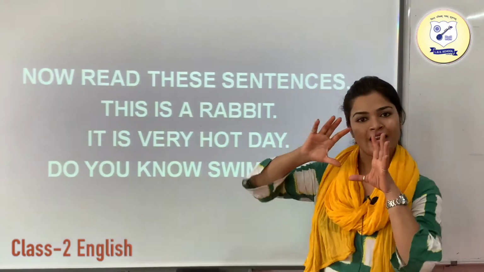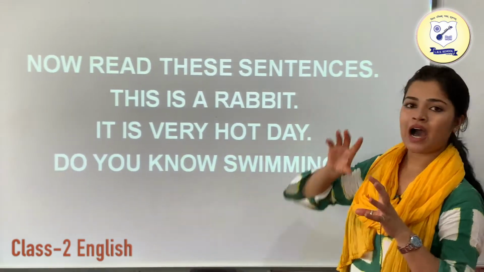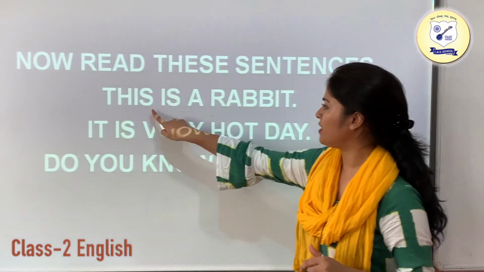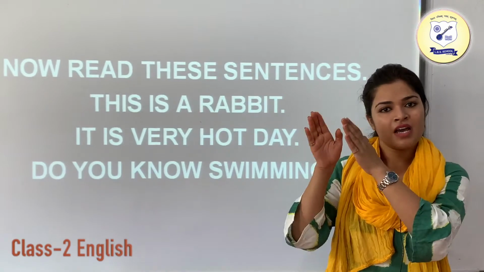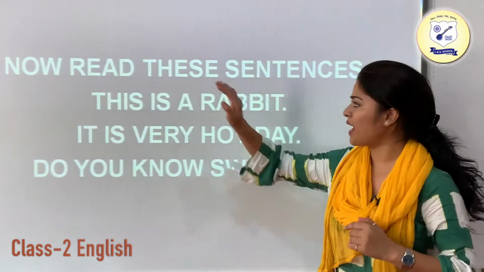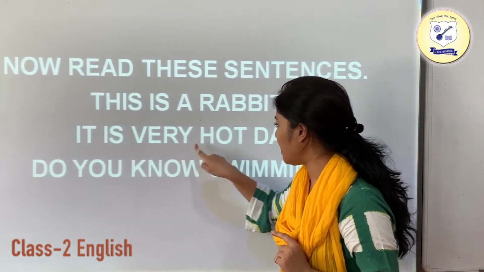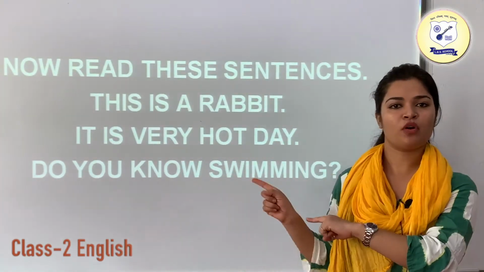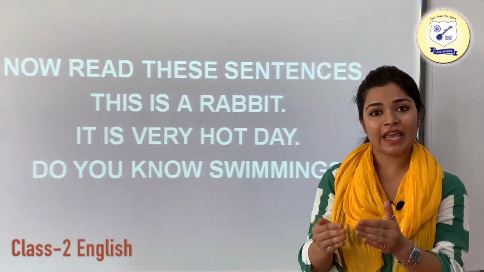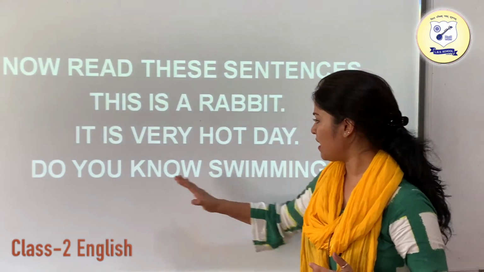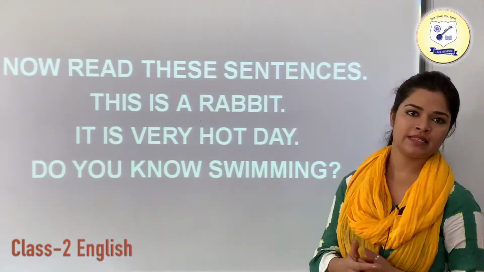Now we have arranged those groups of words in a proper way. So these sentences are now going to make some sense to you. This is a rabbit. Now this sentence is actually indicating something, that it is telling you that this is a rabbit, which is making sense. It is a very hot day. Again this group of words is making some sense to you. It is telling you about a day, that the day is very hot. Similarly, now this is do you know swimming? Again, this is a sentence.